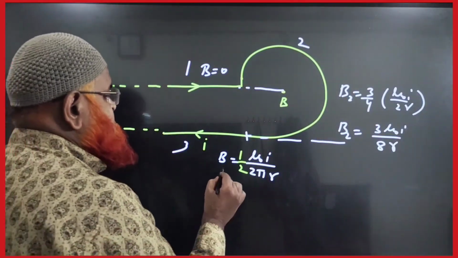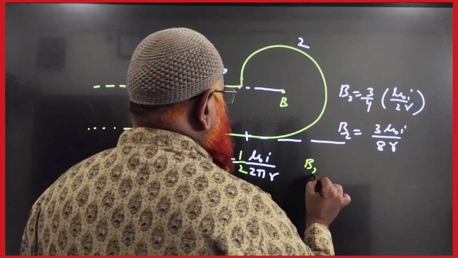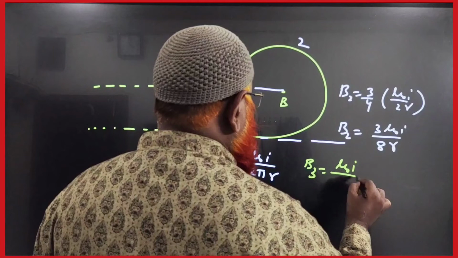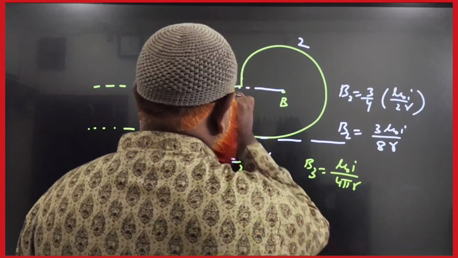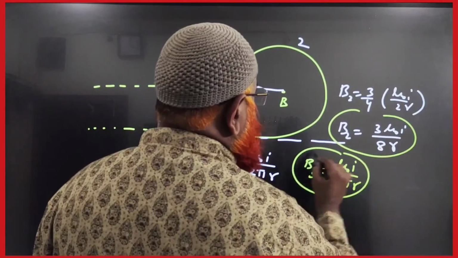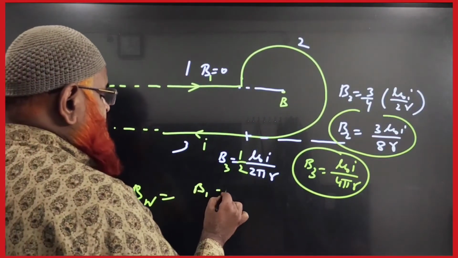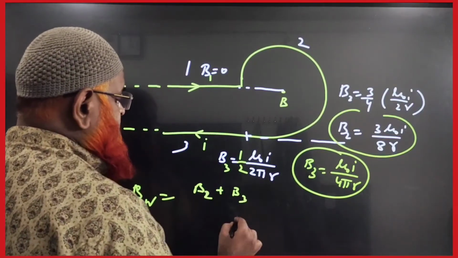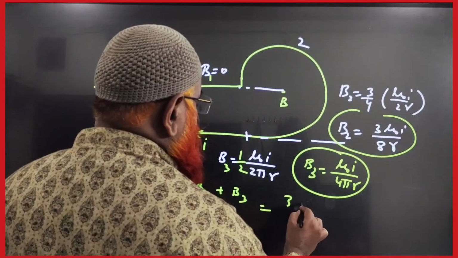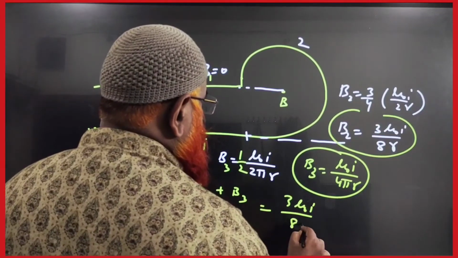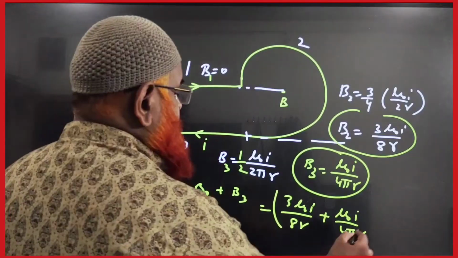So what is the answer? B3, the third part. What is B3 now? B3 is equal to mu naught I by 4 pi r. So B1 is 0, B2 is this much, B3 is this much. So totally, B net is going to become B1 plus B2 plus B3, only B2 plus B3. So you just add: 3 mu naught I by 8r plus mu naught I by 4 pi r. Understood? Like this you have to add them.